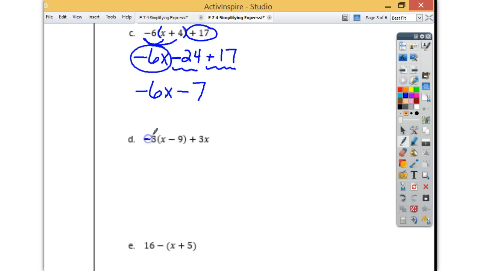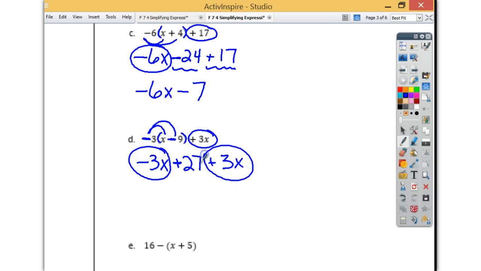Letter D. A negative 3 times x minus 9. Negative 3 times x, negative 3x. Negative 3 times a negative 9 gives you a positive. Negative times a negative is a positive. 3 times 9, 27. Bring down this term, plus 3x. All right, looking at my variables, now I have a negative 3x and a positive 3x. That ends up being 0x. We don't write that, they just cancel each other out. And that leaves me with the answer that is all simplified down to 27.